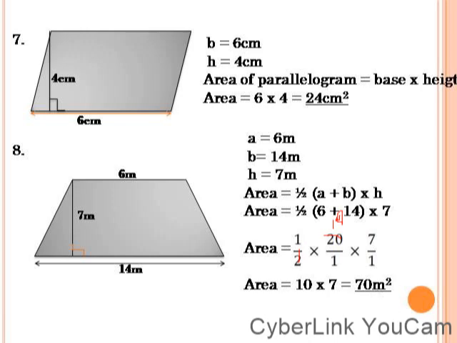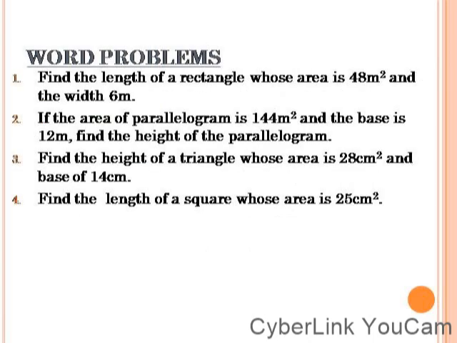So we move to the last point. That is word problems. Here are the questions. Number 1. The question says, find the length of a rectangle whose area is 48 meters squared. We are looking for the length of the rectangle whose area is given as 48 meters squared, and the width is also given as 6 meters. So what we are looking for in this question is the length.